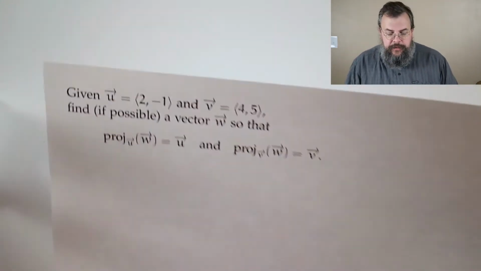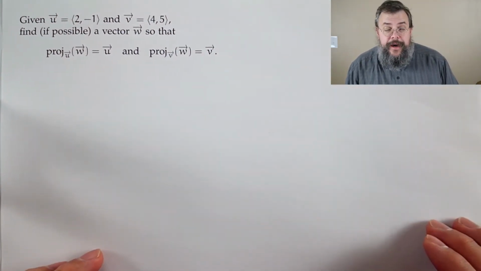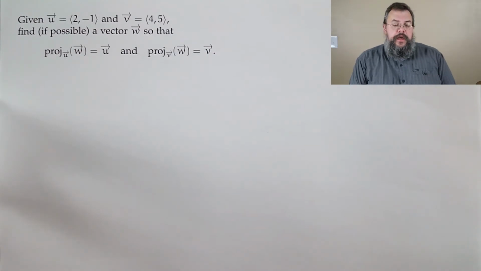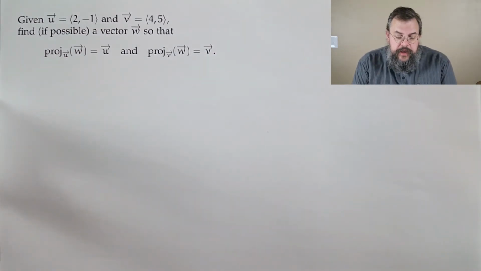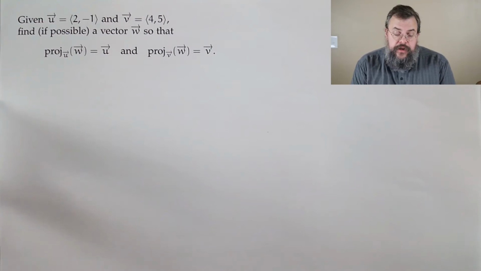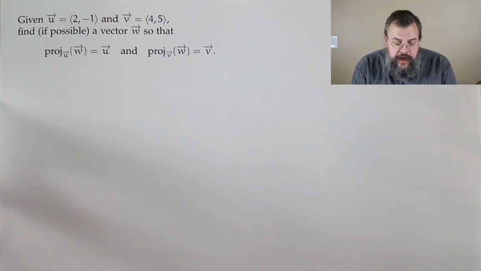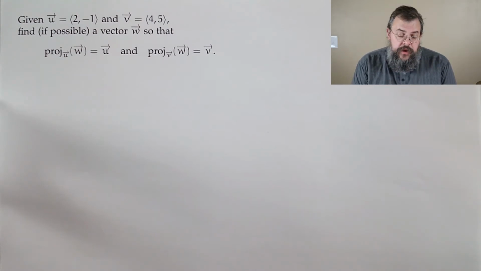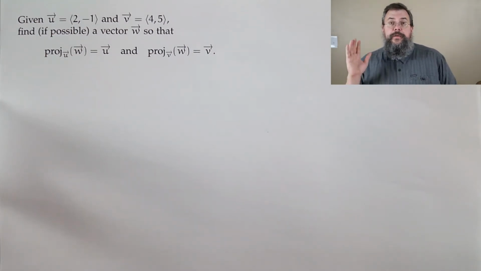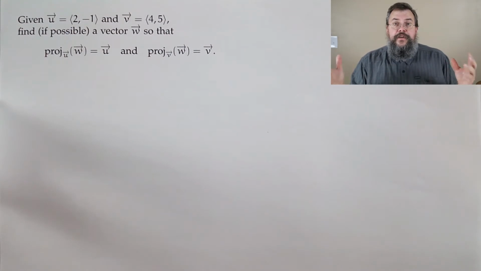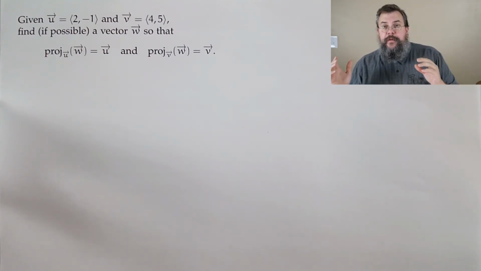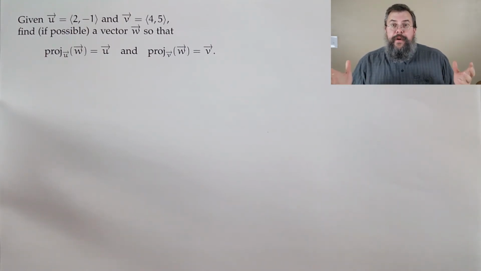Okay. So, another problem. Oh, a two-dimensional problem. All right. We're given two vectors, u and v. u is the vector 2, negative 1, and v is the vector 4, 5. And the problem says, find, if possible, some vector w so that if I project w onto u, I get u back, and if I project w onto v, I get v back.